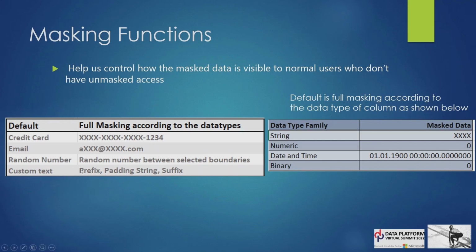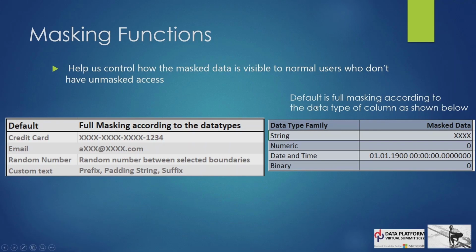And finally, the custom text is the most flexible. It allows you to define how much of the prefix you want the end user to see. What are the padded strings? Do you want it XXX or stars, or what else do you want to see? The part that's actually obfuscated. And the suffix, if you want anybody to see the trailing part of that string. This custom text is also only on text fields.